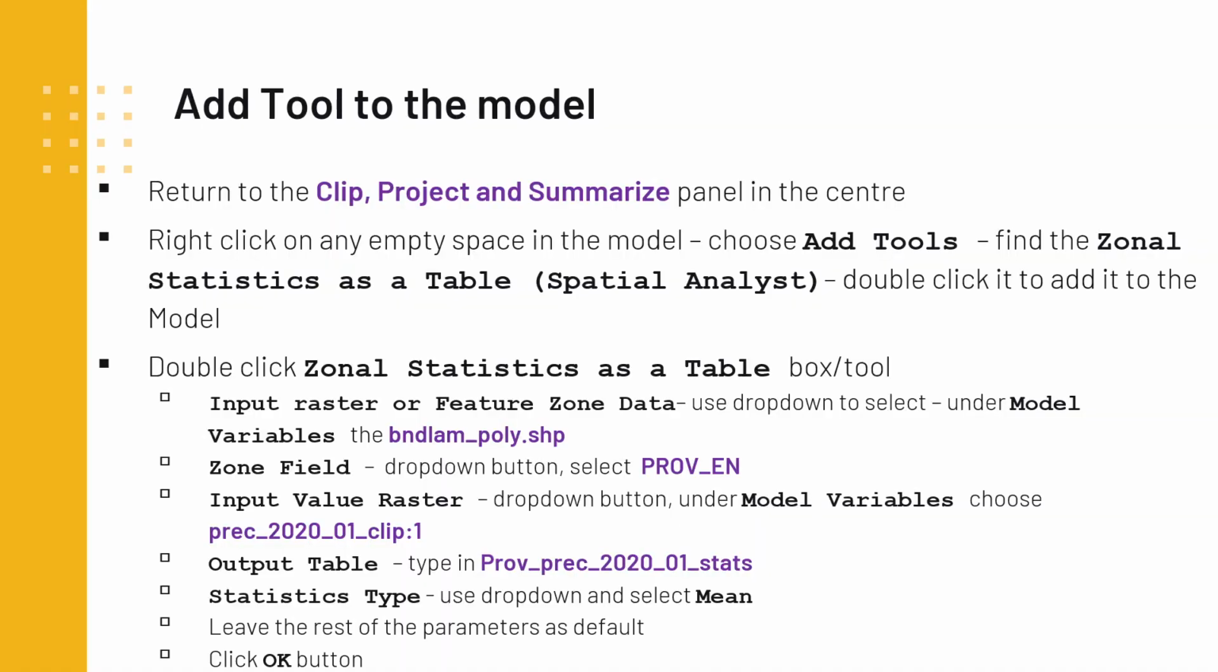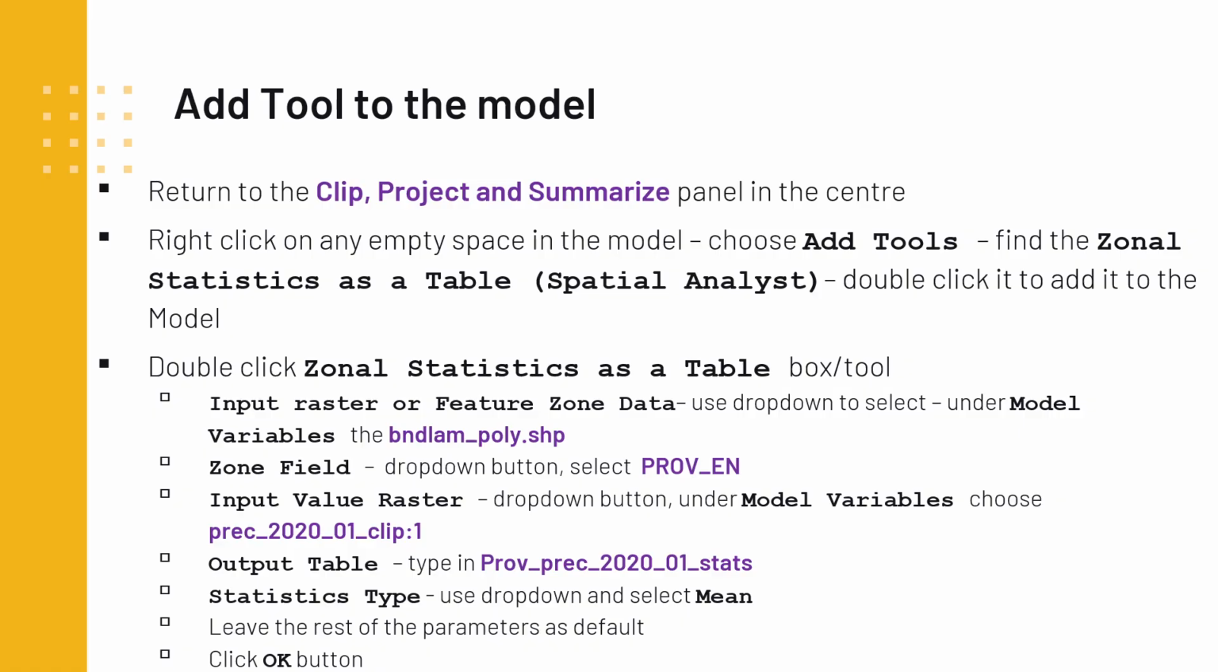Now we're ready to add our next tool into our model. So we need to return to our Clip, Project, and Summarize panel in the center of our screen. We're going to right-click on the empty space within the model. That's going to bring up a pop-up. You're going to choose Add Tools. Then you're going to type in Zonal Statistics as a Table, and you're going to select the Spatial Analyst one.